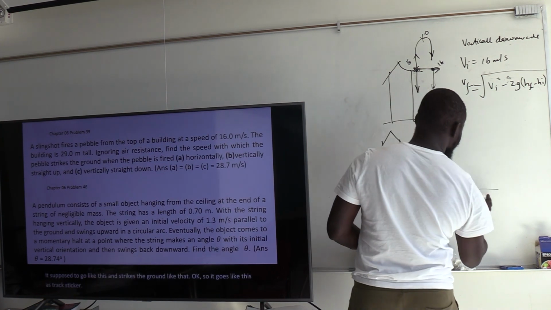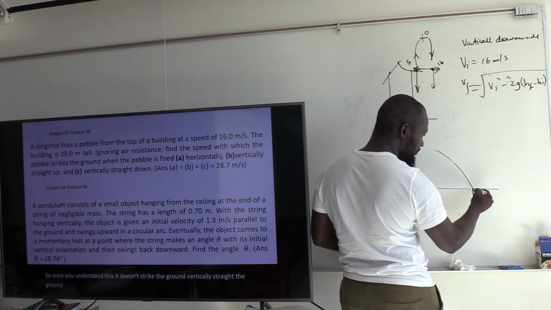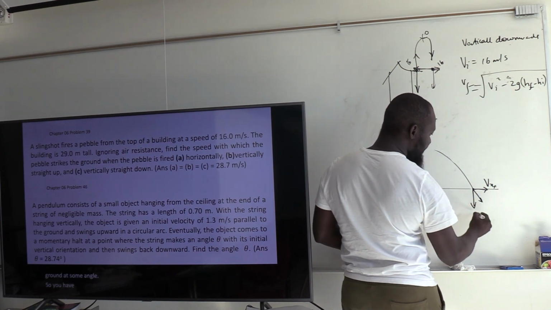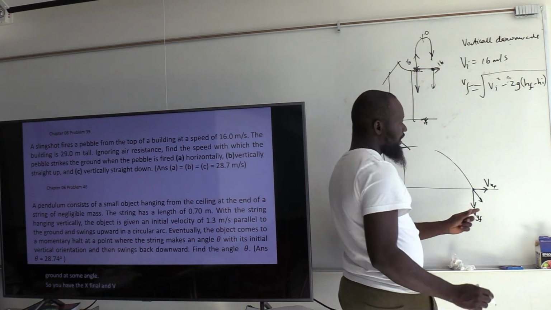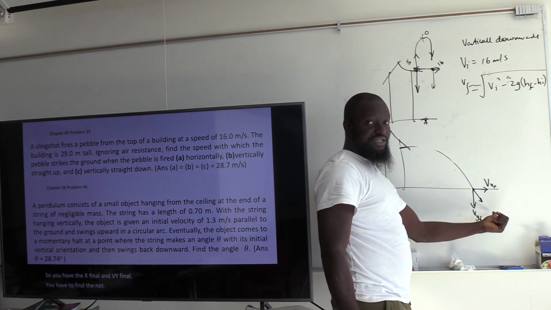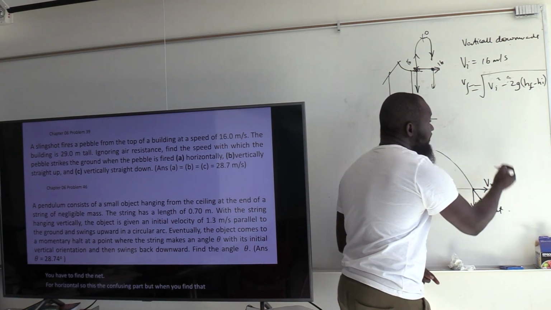So one thing you need to understand is it doesn't strike the ground vertically. It strikes the ground at some angle. So you have Vx final and Vy final. You have to find the net for horizontal. So this is the confusing part. But when you find that net, V net, you figure out it is still the same.